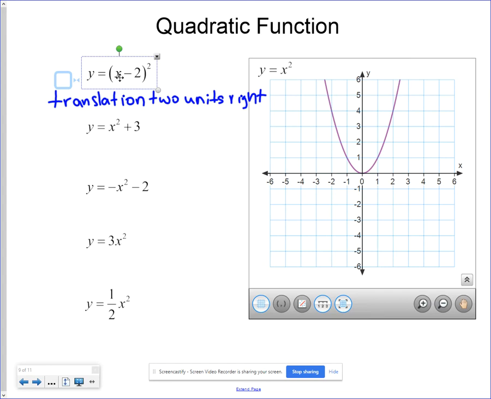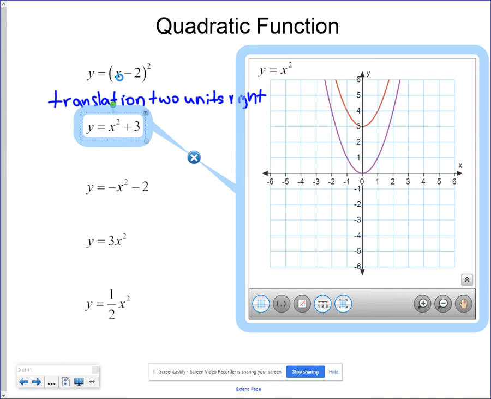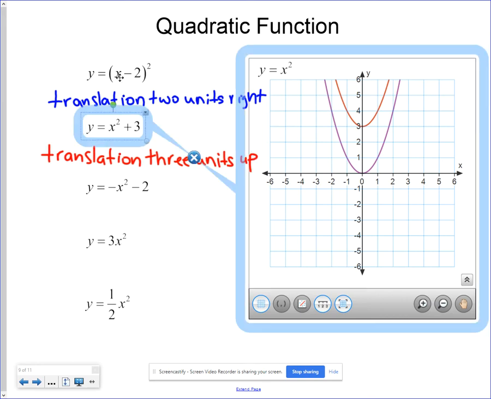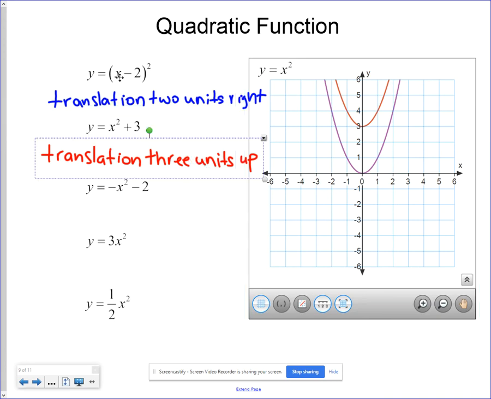All right, let's see the next one. Y equals x squared plus 3. This is a translation 3 units up. This is very similar to the absolute value ones. These values affect these like the absolute value ones.